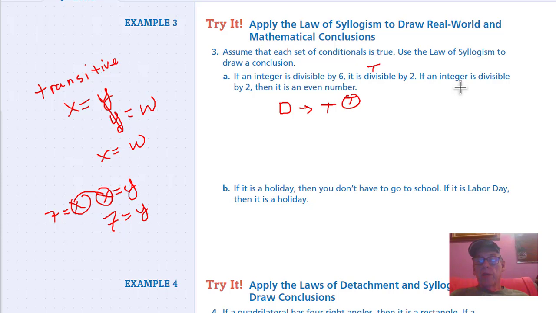Now in the second statement, which is also a true statement, they're telling us that an integer is divisible by 2. And if it's divisible by 2, it must be an even number. So this kind of parallels this over here with the variables. The two t's serve as the link, and it leaves D connected to E. So we could say that an integer that's divisible by 6 is an even number.